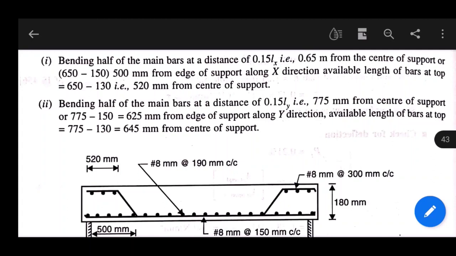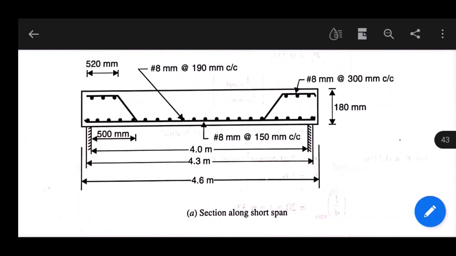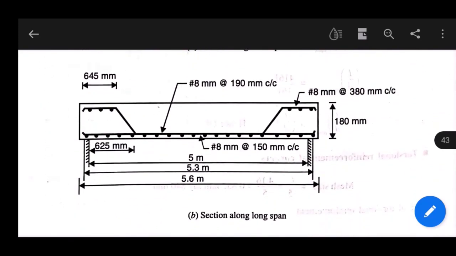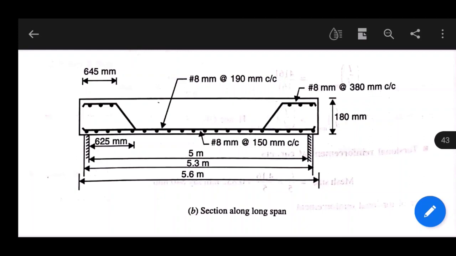So regarding this reinforcement arrangement, we have to draw the figures. So this is a longitudinal section of short span. You may see the drawing here. From the drawing you can understand the overall length, the effective length, everything, and the distance of bent up bar. Everything is written in the drawing. Now the next drawing is along the long span. The span length changes as per our question and as per our calculation. So these are the length and distance of bent up bar, lower portion and upper portion. Okay, so this is the drawing.